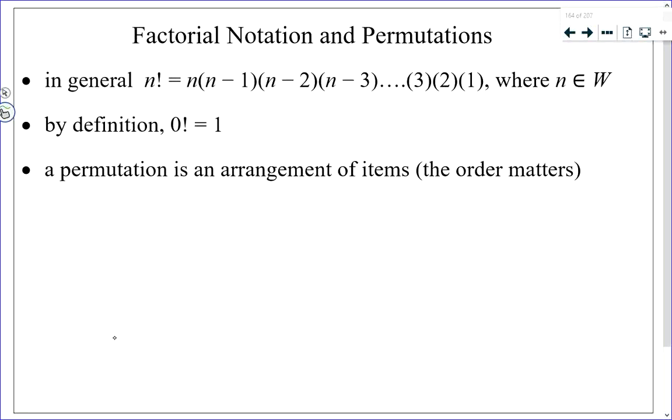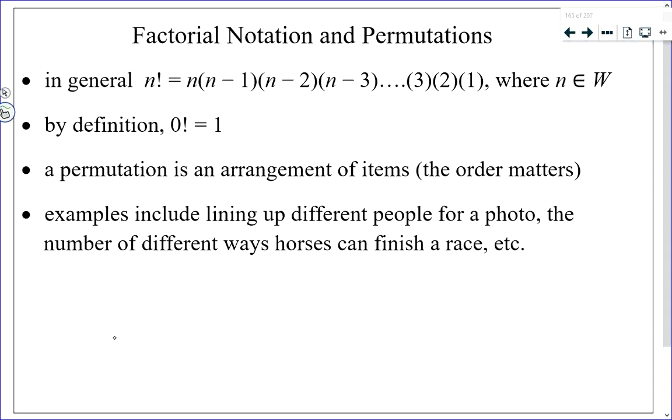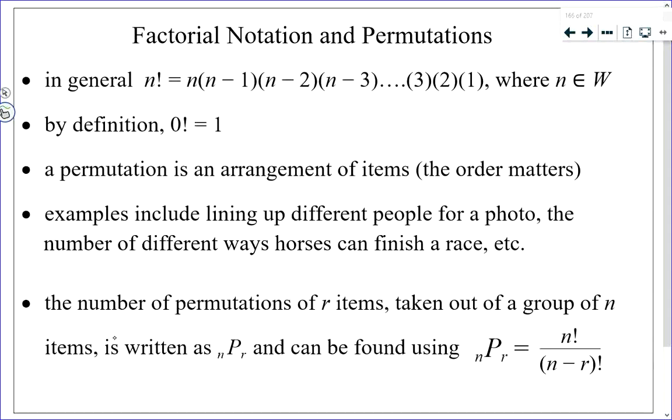A permutation is different than a combination because in a permutation, order is important. Things like lining up people for a photo, or the number of different ways horses can finish a race, or the number of different ways I can eat a plate of 3 chocolate chip cookies, 3 coconut cookies, and 2 oatmeal cookies. The number of permutations of r items taken out of a group of n is written as nPr, and it can be found using n factorial over n minus r factorial. I think under most circumstances you wouldn't actually use that formula to solve these problems. You would just use your calculator, or you would use the fundamental counting principle if you could.